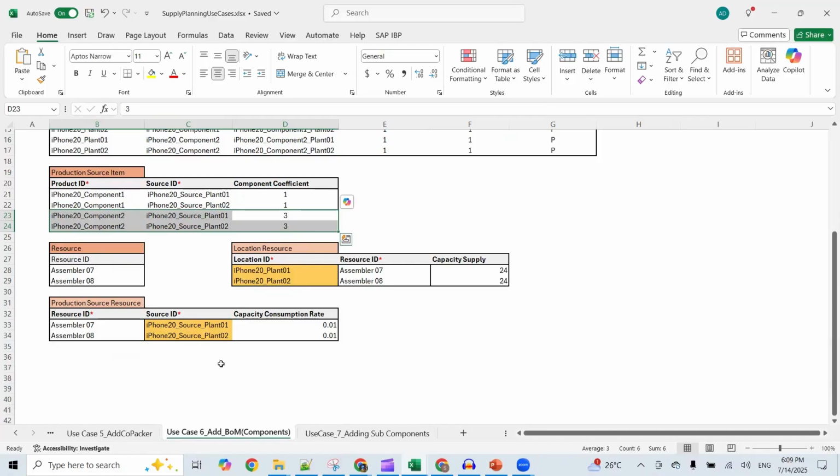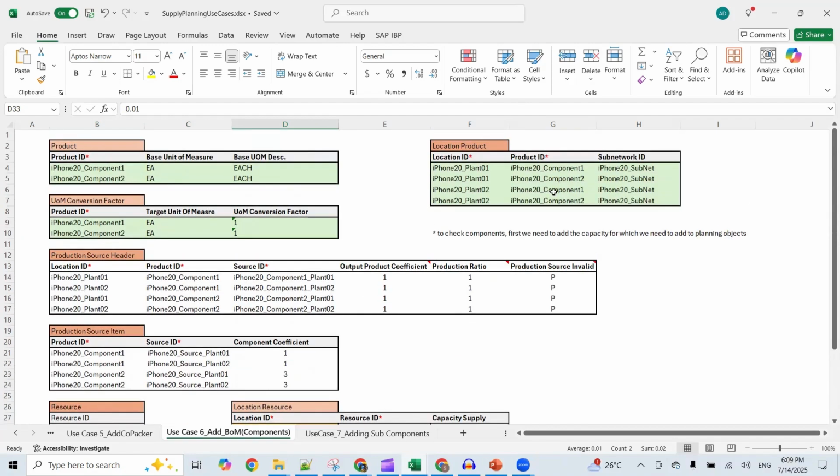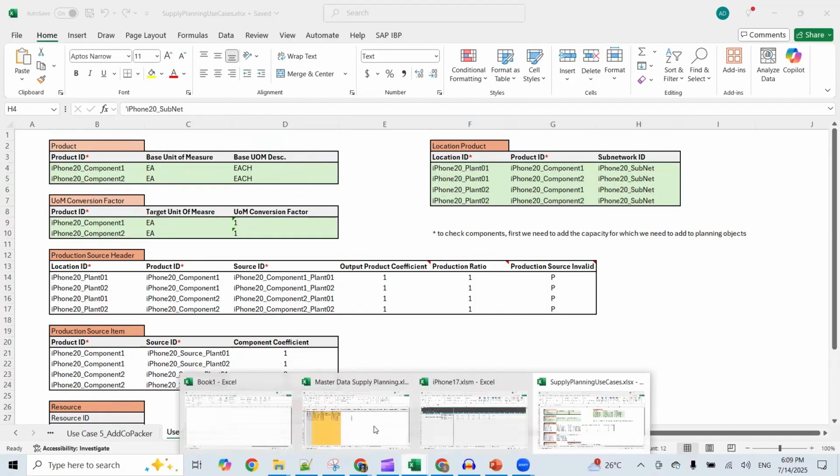And then we have the capacity defined, we have the consumption rate defined for each unit of the product, and then we have the mapping of the components to the plants, right? So this is the summary, and let's quickly see the master data.